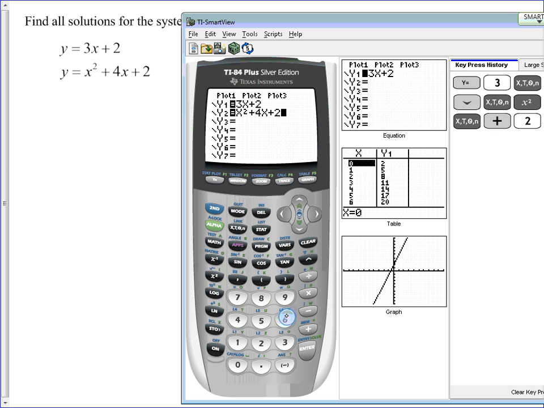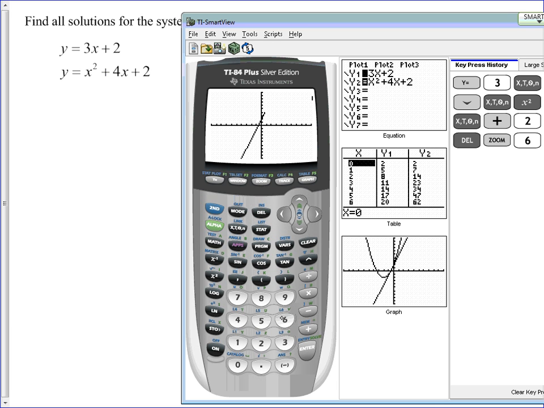And then we'll go right into the graph. I don't know what happened there. And there's our graph. It's kind of hard to see, so let me show you one of the tricks that you can do here.